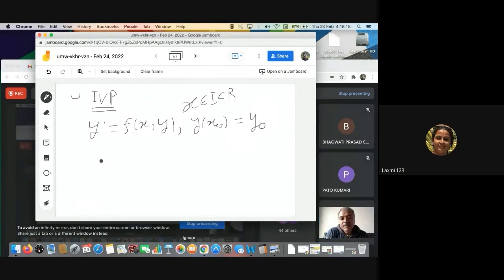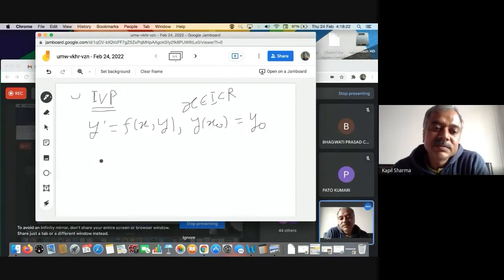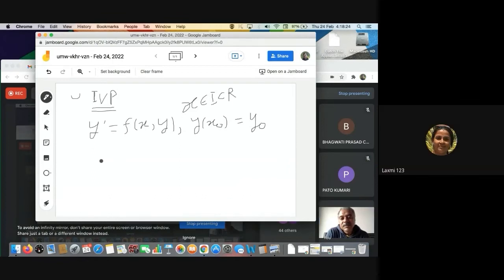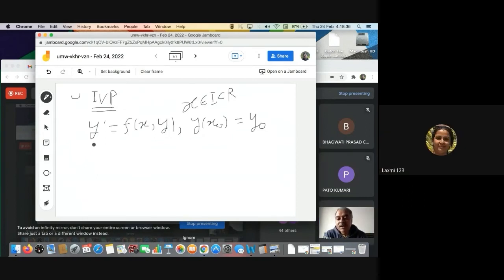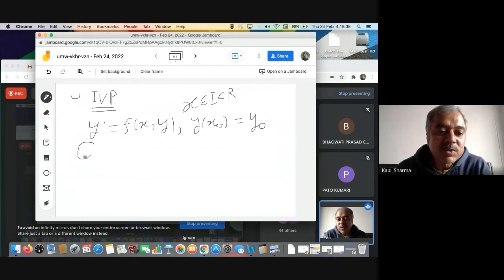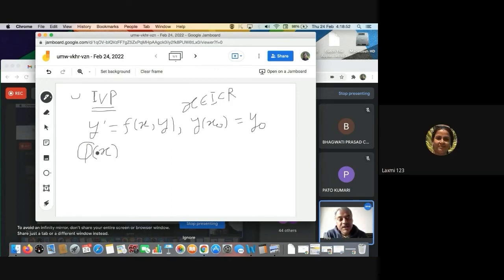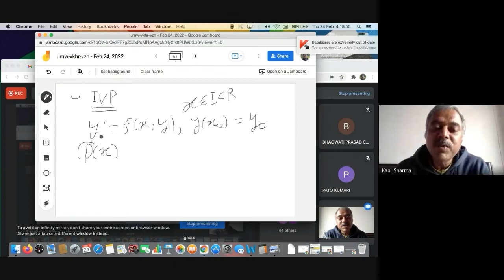So tell me. Sir, we are looking for some function, y of x, some unknown function y. We are basically looking for some function which is defined on the interval I. What type of property should this function have? It must be continuous and differentiable. Yes, of course it has that property, and it satisfies the initial condition.